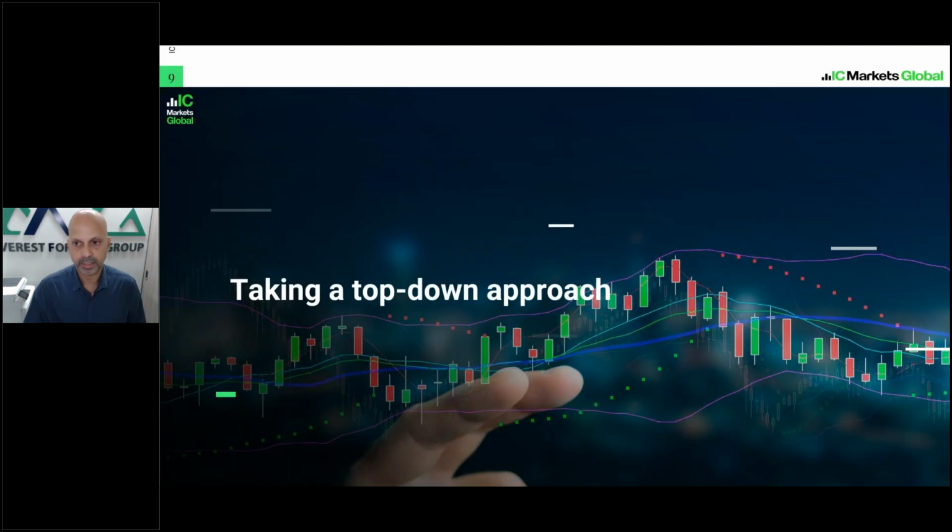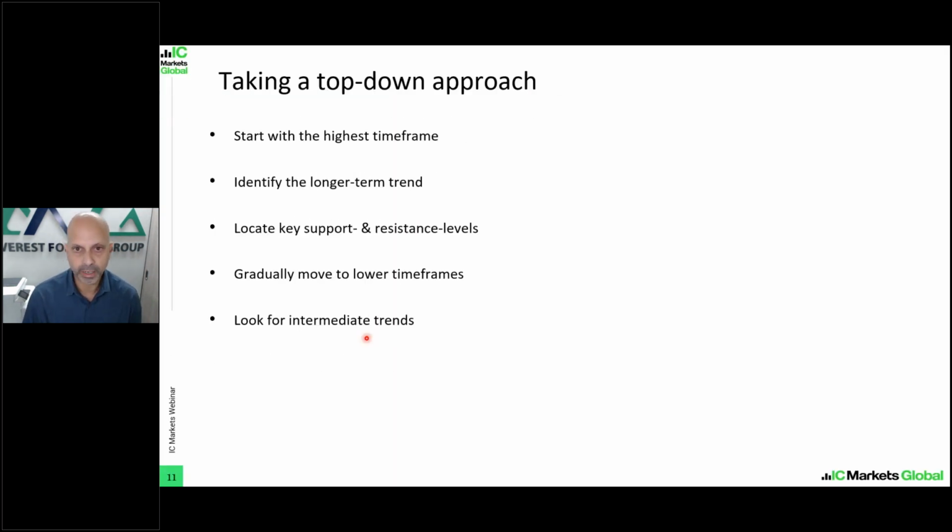All right, taking a top-down approach, right? So once again, start with the highest time frame, and for me, that would be the weekly or the daily, and then use the 4 hour and 1 hour after that, right? But for example, if you're an intraday trader or a scalper, which means you're probably using the 1 or 5-minute time frame to trade, then perhaps you should be using the 30-minute or 1-hour time frame to identify the longer term trend, right?